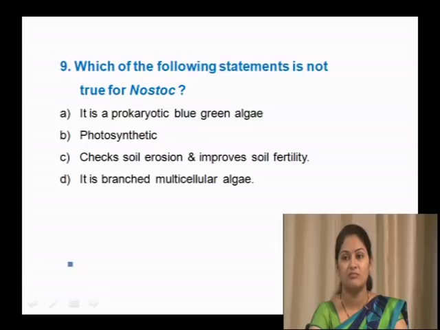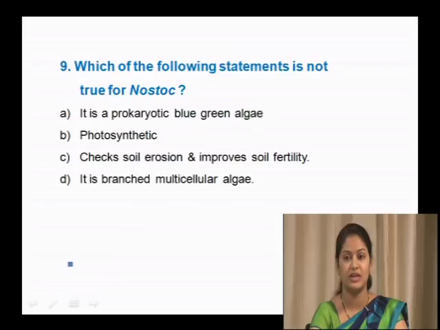Which of the following statements is not true for Nostoc? A, Nostoc is a prokaryotic blue-green algae. B, it is photosynthetic. C, it checks soil erosion and improves the soil fertility. D, it is branched and multicellular algae. So let us get into the details of Nostoc. Nostoc is considered to be a filamentous algae having a mucilaginous sheath or mucilaginous covering. And the first option is very true because Nostoc belongs to cyanobacteria of kingdom Monera.